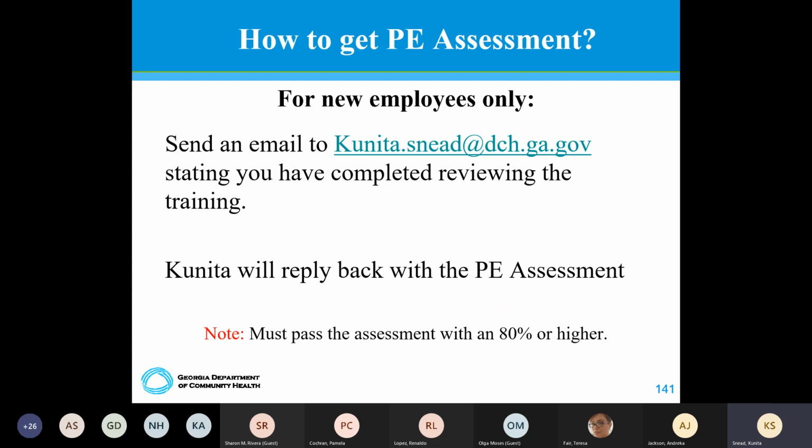But for my new employees, if this is your very first time taking this training, then remember I told you, you will have to take an assessment and pass it with 80% or higher. Everybody that is new is going to need their assessment because I did not include it in the training material. To get your assessment, you're going to have to send me an email right after this training to let me know that you attended training. Then I'm going to reply back to you with your assessment. Okay? So all new employees, this is how you get your assessment.